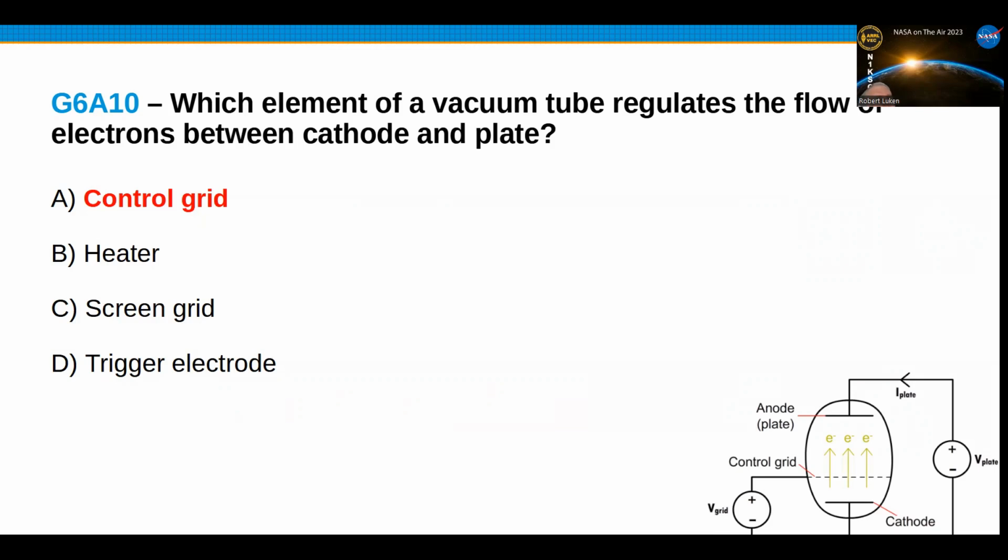Now, they didn't used to always have separate heaters. Sometimes they'd actually heat the cathode directly. And then later on, they discovered it worked better if the filament heated the cathode indirectly.